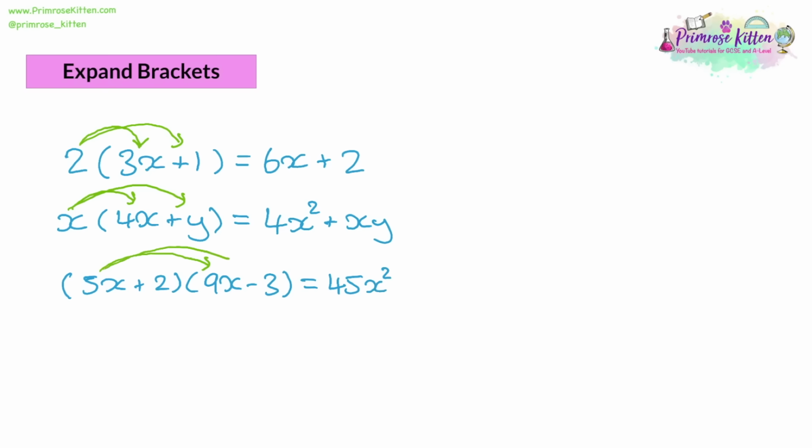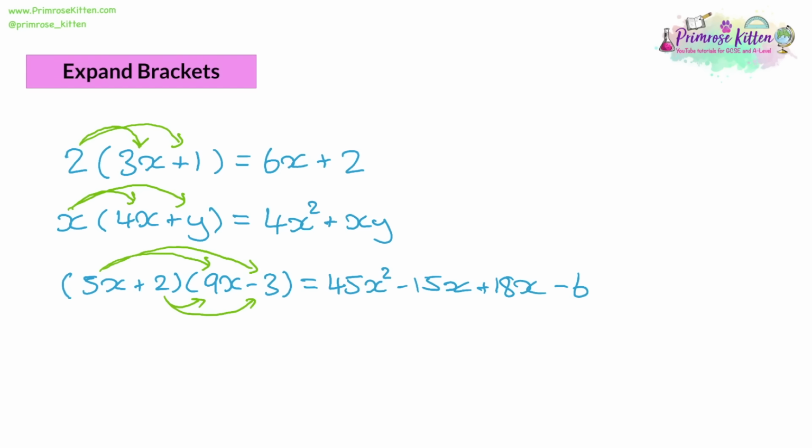Then we do 5x times negative 3. Look at the numbers first. 5 times negative 3 is negative 15. And then we've got an x in there as well. Next, we're going to do 2 times 9x, which will be 18x. And then 2 times negative 3, which is negative 6. So they are the 4 multiplications you're going to do. The first term in the first bracket is multiplied by both things in the second bracket. Then the second term in the first bracket is multiplied by both things in the second bracket.